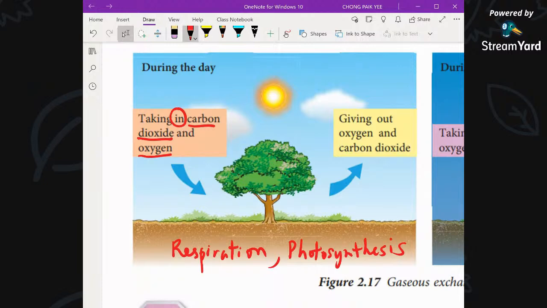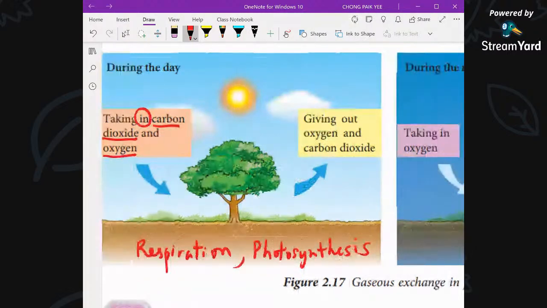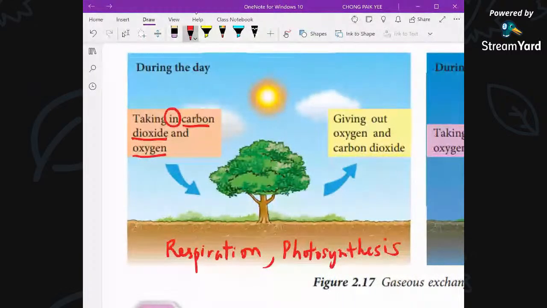This is one mistake that many students will make. When they say plants, daytime, the first thing they answer is photosynthesis. They totally forget respiration. It doesn't matter whether you're a plant, a bacterium, a human or an animal. As long as you have a living cell, it should carry out respiration 24 hours a day. If it doesn't, the cells will die. Now giving out oxygen: when it's taking in carbon dioxide, that means photosynthesis, it should be giving out oxygen. And when it's taking in oxygen, it should be giving out carbon dioxide because of respiration. So you have two processes happening at the same time.